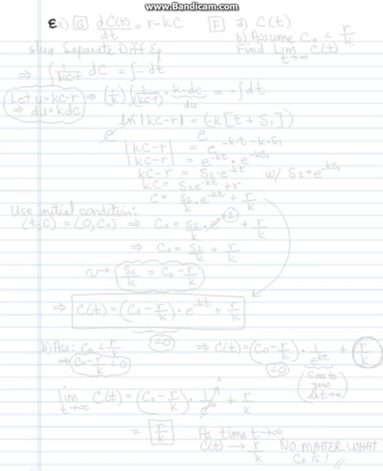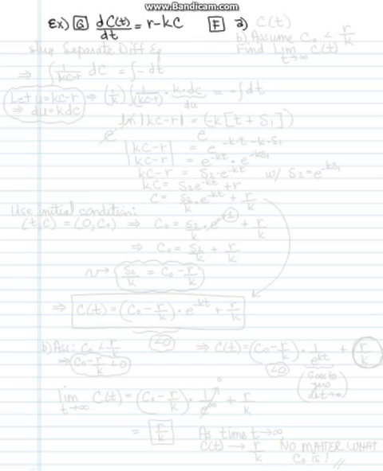Example, given the differential equation dC of t, the concentration, over dt equals r minus k times C. So C is the variable. It's a differential equation and it's separable.